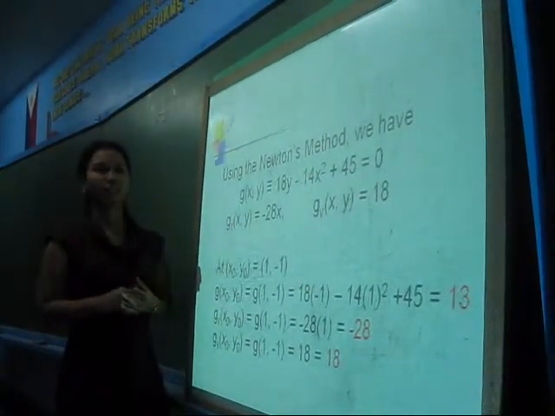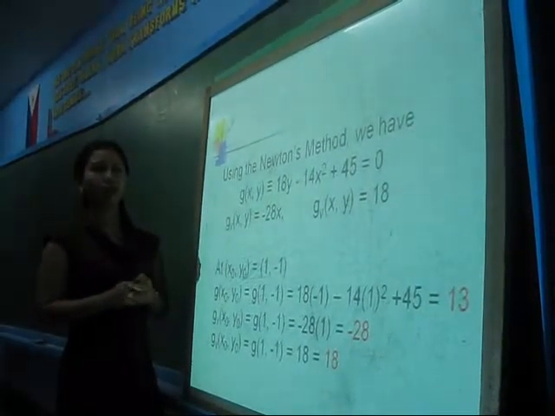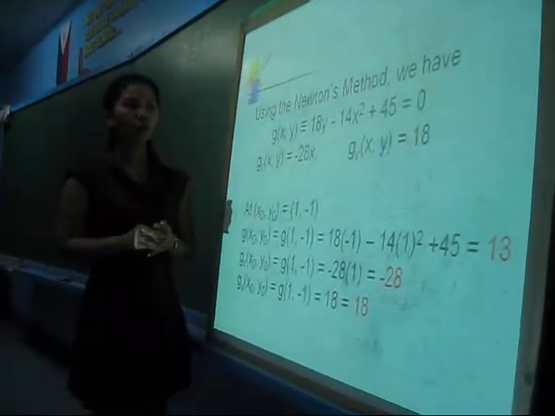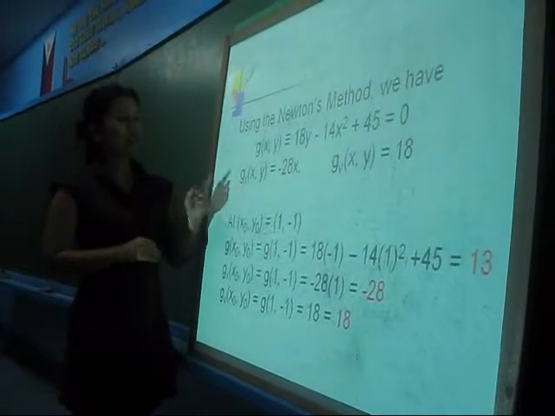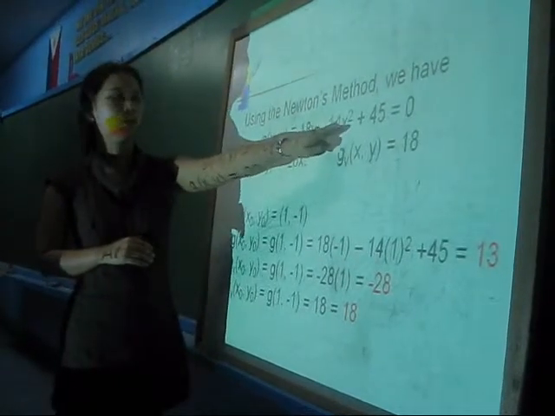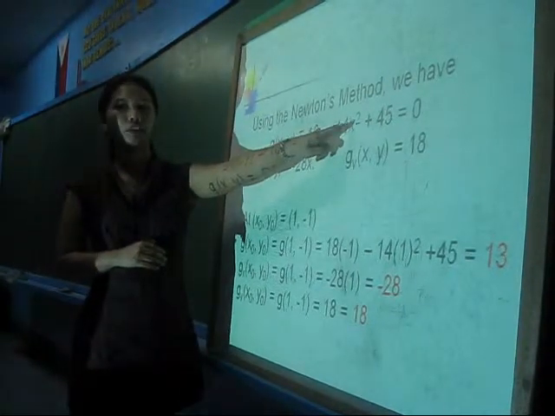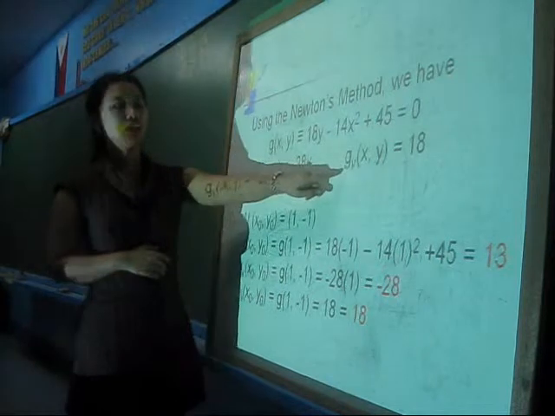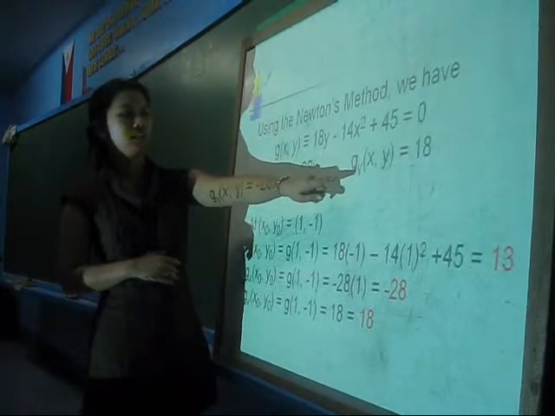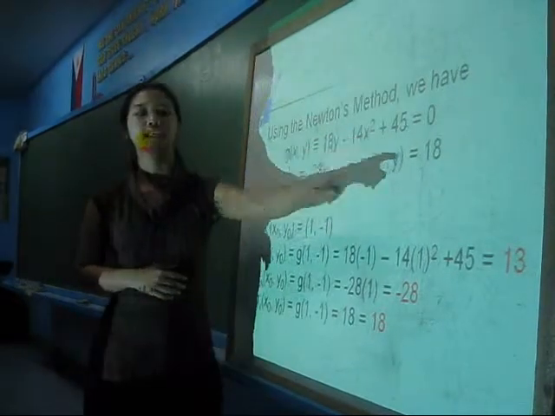Using Newton's method, we have the second equation, g of x and y is identical to 18y minus 14x squared plus 45 equals 0. Again applying the power formula, g sub x of x and y equals negative 14 multiplied by 2, equals negative 28, and then x, since we subtract 2 and then minus 1, that will be x. And then g sub y of x and y is equal to 18, because the exponent of y is 1, so we multiply it by 18, and the result is 18.